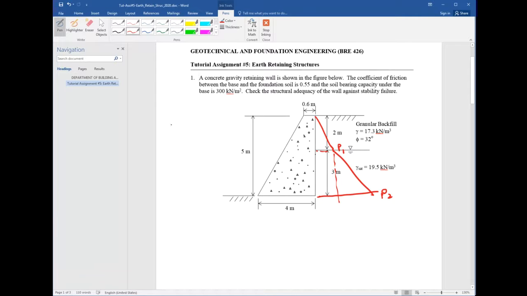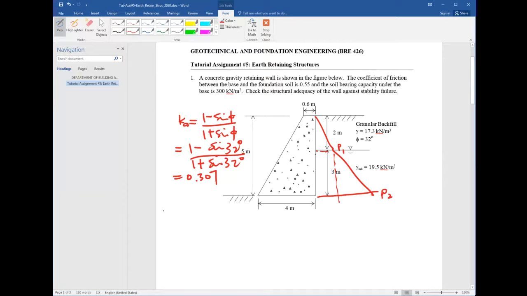Well, you have to work out the horizontal pressure coefficient, right? Active pressure, Ka equals 1 minus sine phi over 1 plus sine phi, right? Equals to what? 1 minus sine 32 and 1 plus sine 32, right? So it's equal to 0.307.